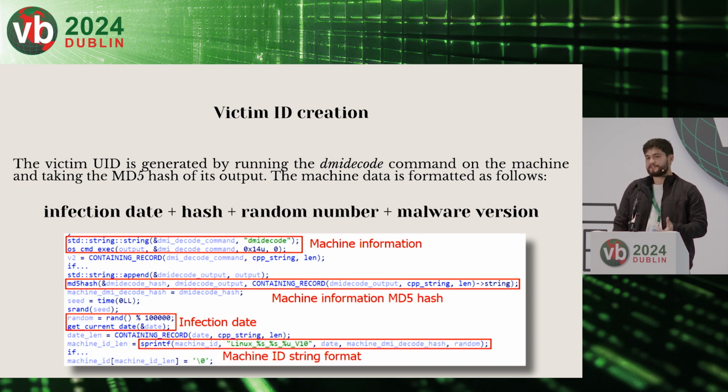But this is not enough, because if you are running in a cloud service, you can have the same machine with the same configuration as well. So it will pick the infection date, the current date that is infecting the machine, and concatenate this with the previous hash. Then it will generate a random number, and concatenate this with the malware version. You can see here in the printf the format string that it's using, and by using this format string, we were able to find the new versions of this malware and the old versions, because if you create a YARA signature to go until the V, you can pick all the versions available in your database.